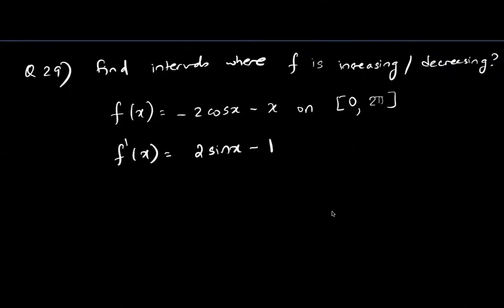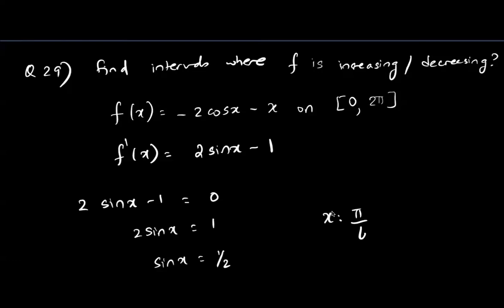Then I set the first derivative equal to 0, because this is never going to become undefined. So I solve for this. Sin x equals 1/2. That means, what are all the values between 0 and 2 pi when sin x is 1/2? In the first quadrant, it is pi over 6. In the second quadrant, it is 5 pi over 6. So these are the two critical values for me, right?